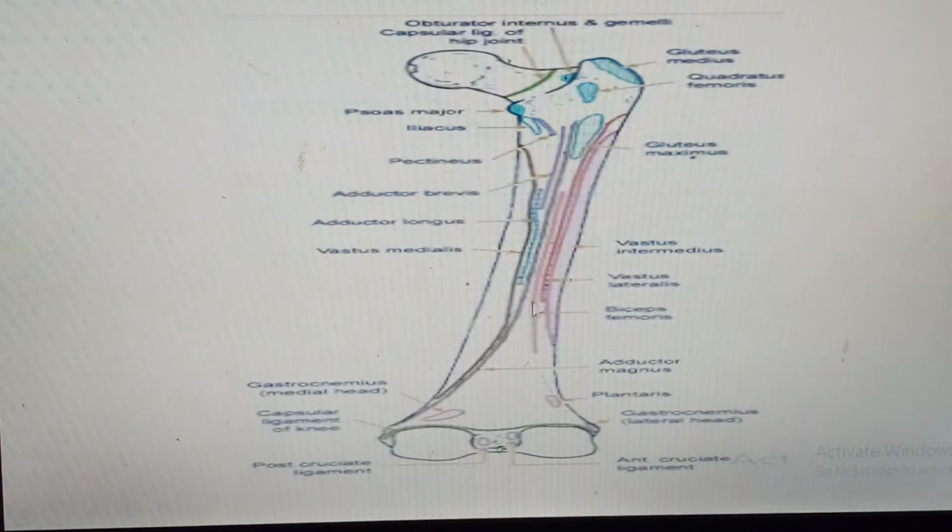Then if you look at this intertrochanteric crest, it is not going to be aligned because we are looking at the posterior aspect. We are going to have the quadratus femoris also. Now this is quadratus femoris and not quadriceps femoris.